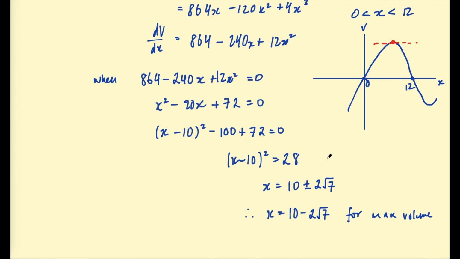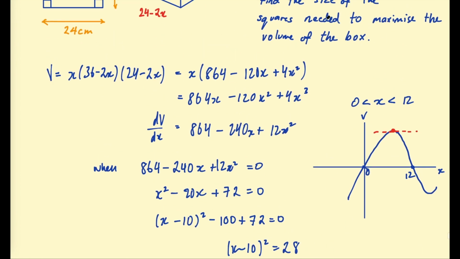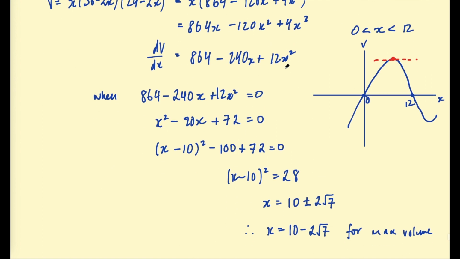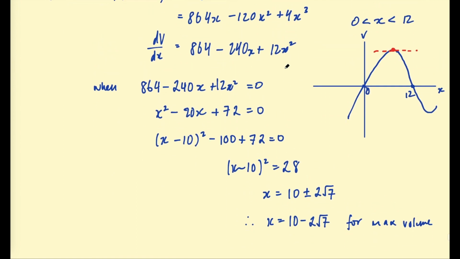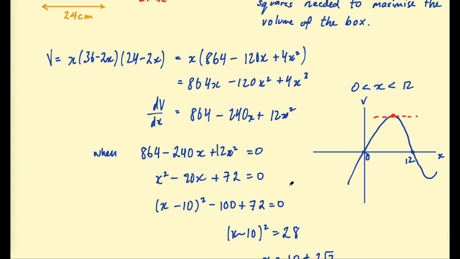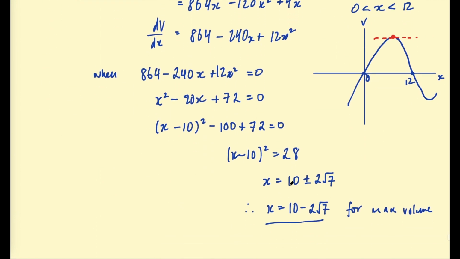And I can't remember if I said I need to find the volume. No, I said find the size of the squares needed to maximize the volume of the box. And there we go. We've found that the dimensions of the squares need to be 10 take 2 root 7 by 10 take 2 root 7. And that was in, what units did I use? That was in centimeters. Okay.